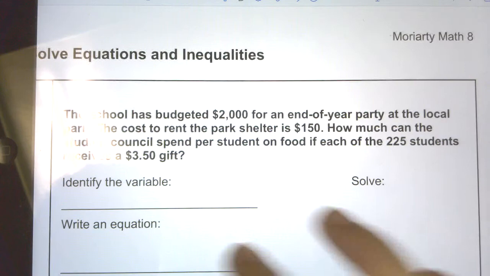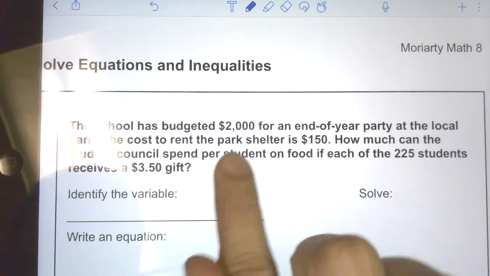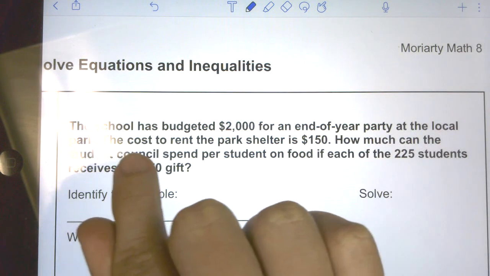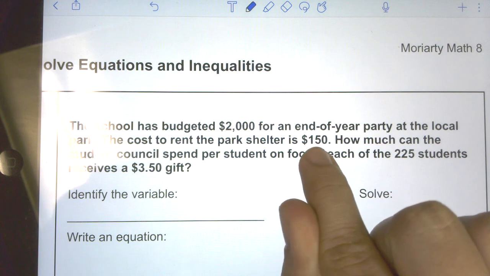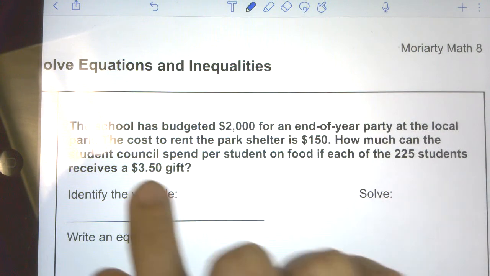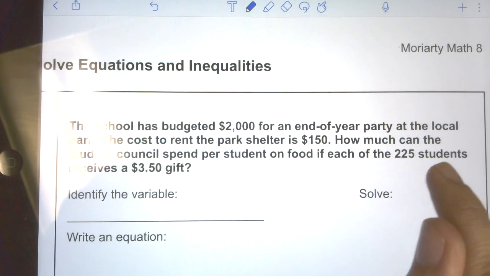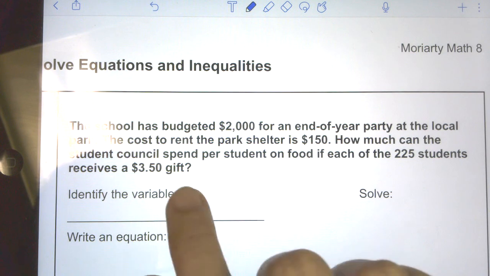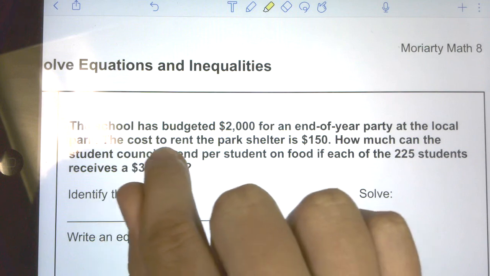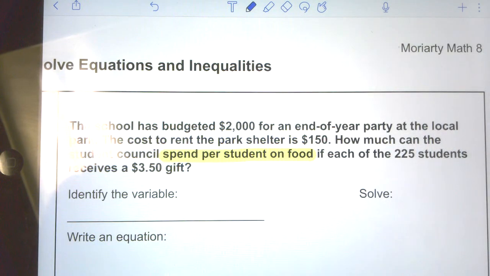Most people have this. I'm going to walk through it, though, just in case. So it says the school has budgeted $2,000 for an end-of-year party at the local park. The cost to rent the park shelter is $150. How much can the student council spend per student on food if each of the 225 students receives a $3.50 gift? So what we are missing here is essentially the cost of food per student.